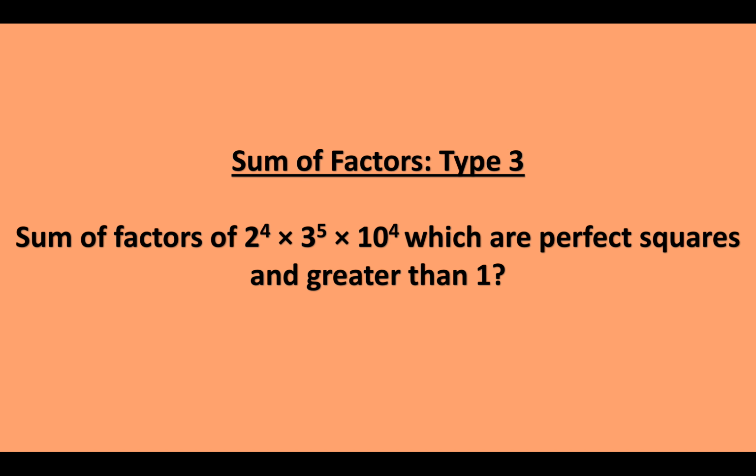Let's look at type 3, right? So sum of factors of 2 raised to power 4 into 3 raised to power 5 and 10 raised to power 4, the similar number that we took earlier, which are perfect square and greater than 1. So we have done a lot of types of questions on this one, sum of factors and number of factors. So I will leave this question to you to try and post the answers in the comment section below. Right? It will be done very much similarly to how we've done the previous questions. So please try this and post the answers in the comment section, and I will post the correct answer in the comment section in some time.